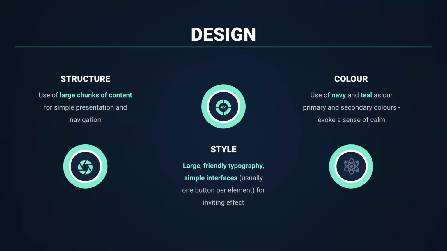Moving on to the design of our web application, for the structure, we use large chunks of content for simple presentation and navigation. For the style, we leverage friendly and large typography, as well as simple interfaces for an inviting effect. Lastly, for our color scheme, we selected navy and teal for our primary and secondary colors respectively, as we believe that this combination evokes a sense of calm for the users.